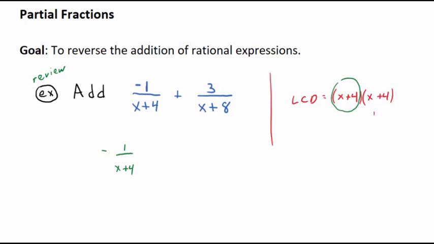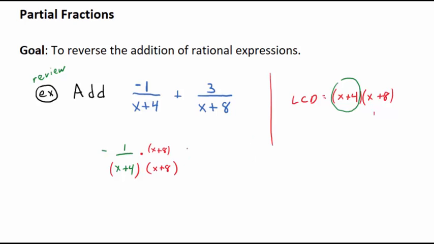Excuse me, that should have been x plus 8. I don't know what I did. But anyway, the LCD should have been x plus 4 times x plus 8. So this first guy has an x plus 4. It's missing the x plus 8, isn't it? So multiply numerator and denominator of -1 over x plus 4 by the factor that it's missing. Remember, there's an implied set of parentheses around the x plus 4. Put those in, and we have x plus 8.